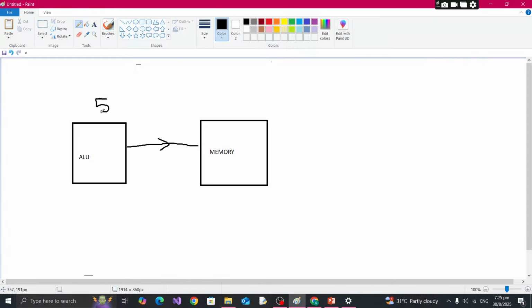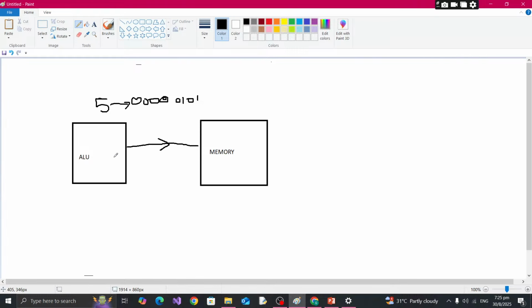But since our microprocessor is a digital microprocessor, this 5 will be converted into binary. So this 5 in 8 bit is 0000 and 0101. So this is 8 bit of 5.